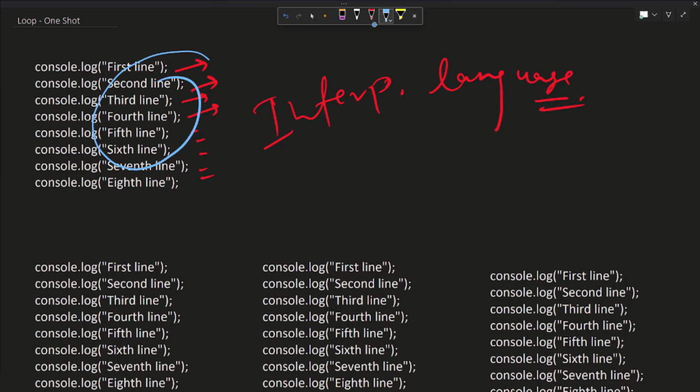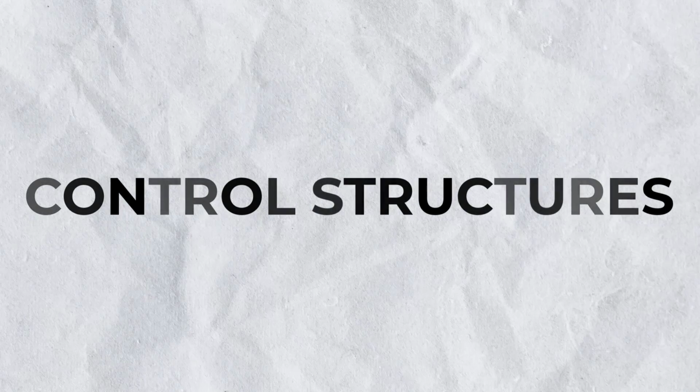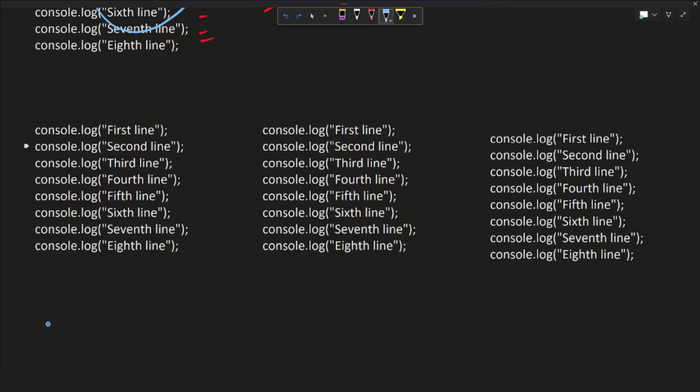However, we can also modify or change this control flow manually as per our requirements. That's why control structures come into existence. Now let's talk about the control structures. In short, control structures are the concepts that help us manage the control flow in our program. They provide different practices to control the order in which instructions or lines of code are executed. There are three kinds of control structures in JavaScript.